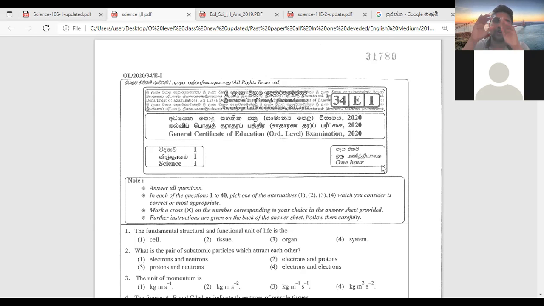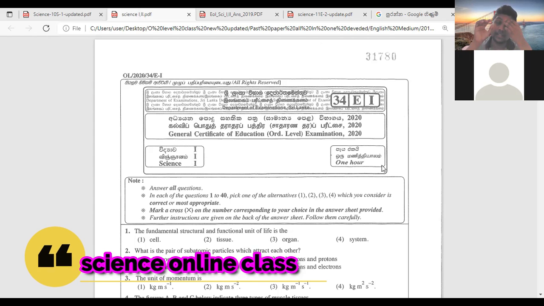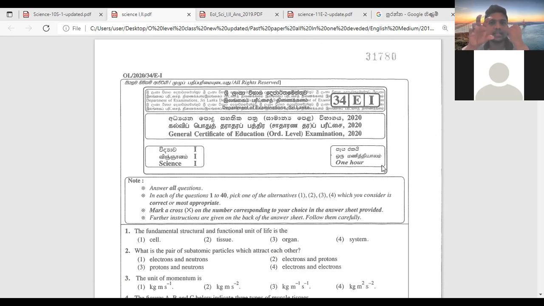First one, from these 40 MCQs, 12 MCQs are from the biology part, another 12 is from chemistry, another 12 is from physics. So altogether, 12 into 3, it is 36, okay? 36 MCQs are based on biology, physics and chemistry, the main three parts of science. Then there are another 4 MCQs from general science and general knowledge.